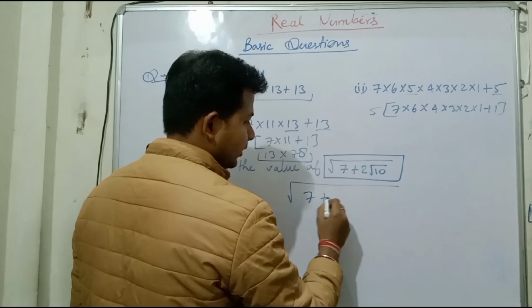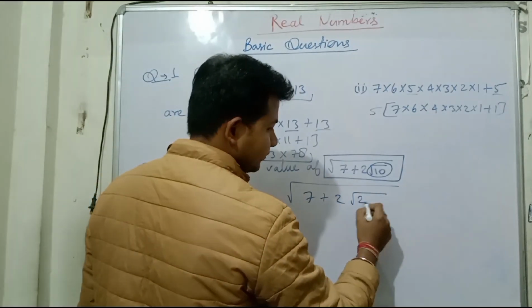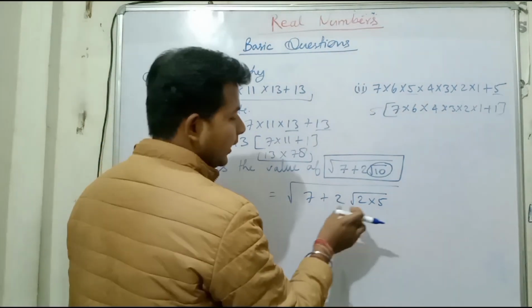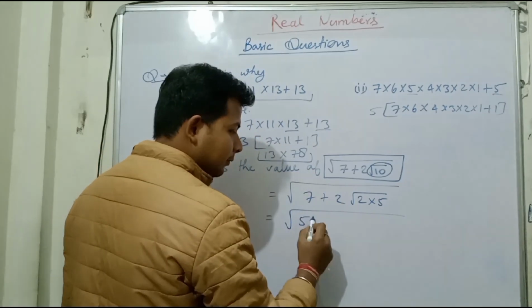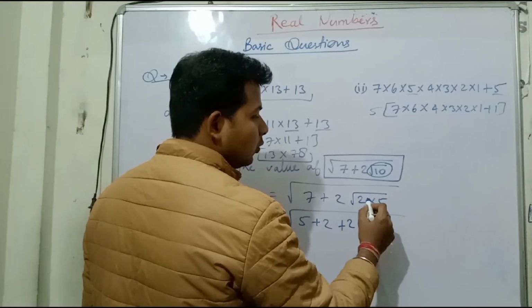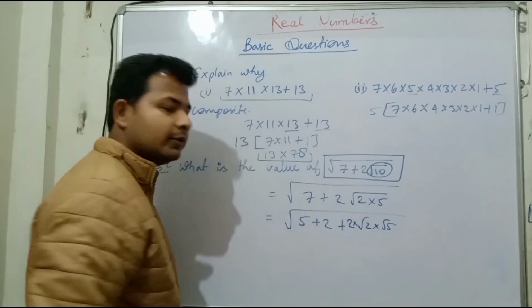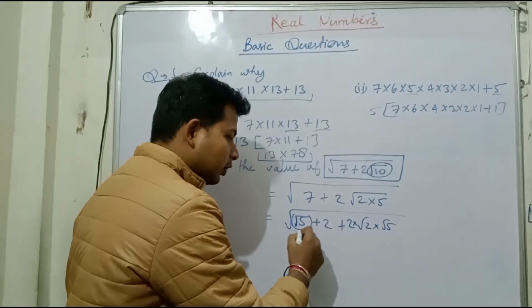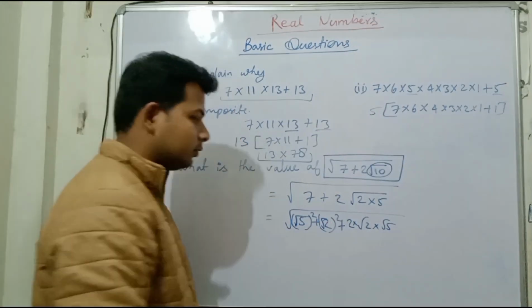Write this 7 plus 2. What can we write root over 10 as? We can write it as 2 into 5. So try to express this 7 as these two numbers. Can we write 7 as 5 plus 2? Similarly, 2 root 10 can be written as 2 into root 2 into root 5. Is it clear? Now 5 can be written as the square of root 5. Similarly, 2 can be written as the square of root 2.